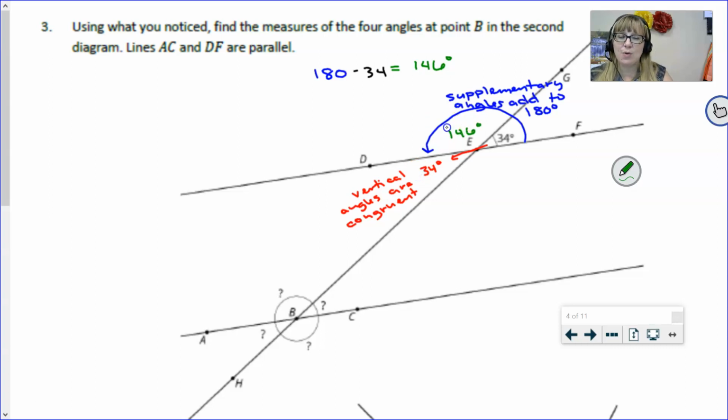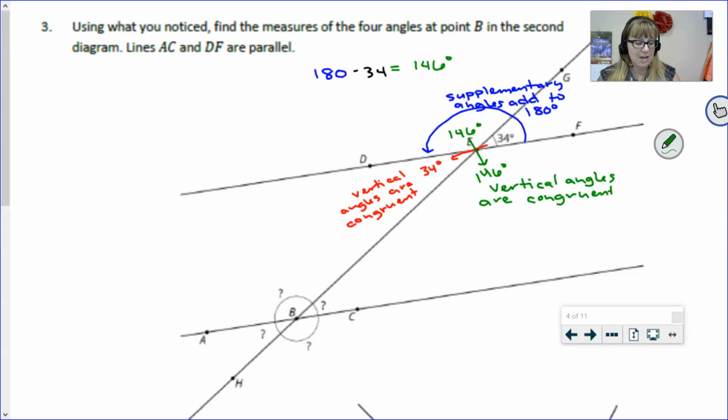Now that I know that this is 146 degrees, I can use that vertical angles again. Again, vertical angles are congruent. Now we have found all of the angles surrounding E. How do we use that information to help us find all of the angles around B, which is what the question was actually asking? And again, just like before, use that rigid transformation. Let me quickly demonstrate that one more time for you.